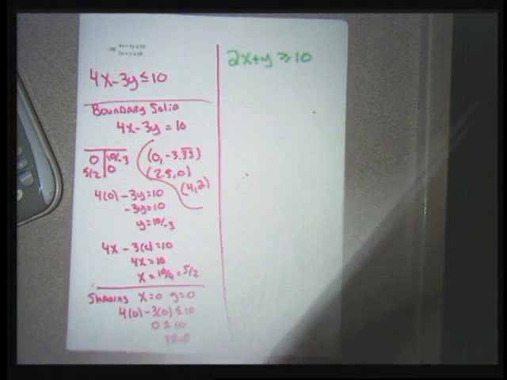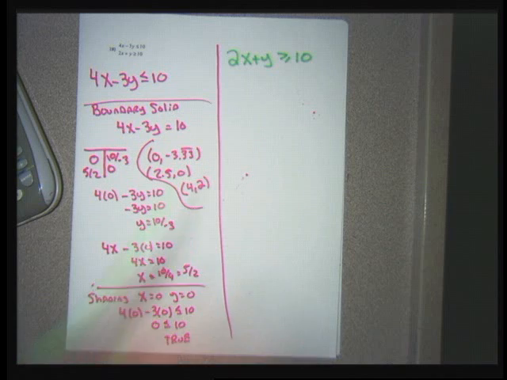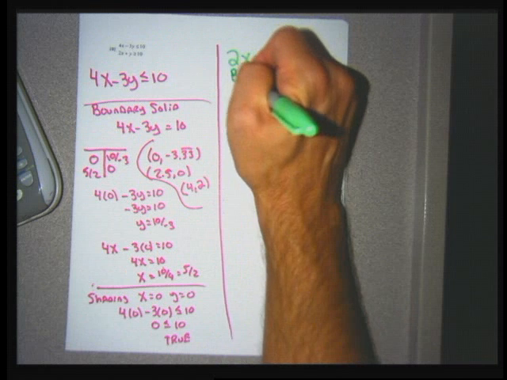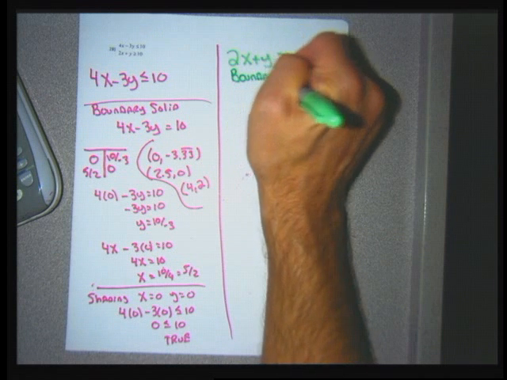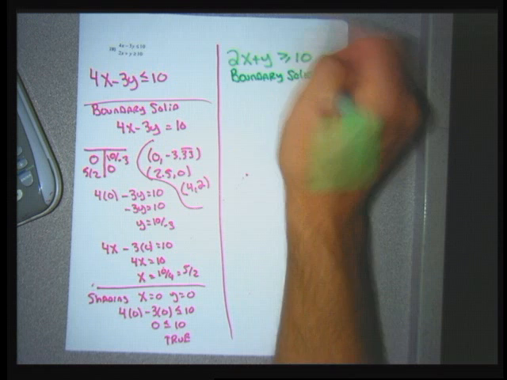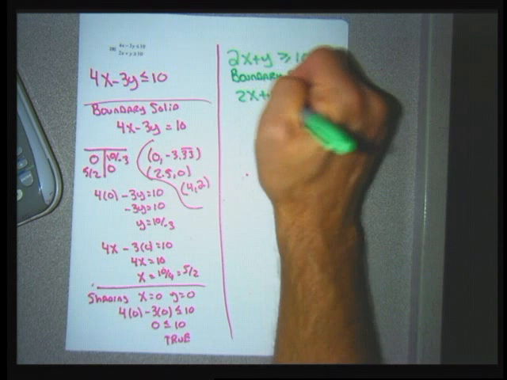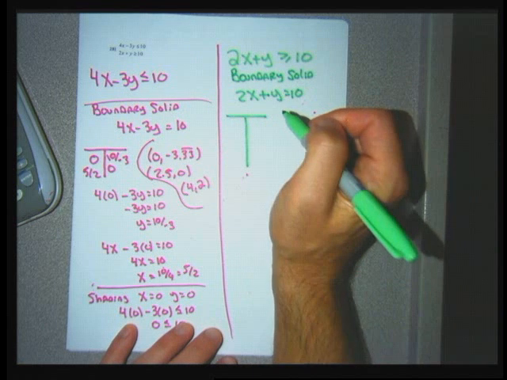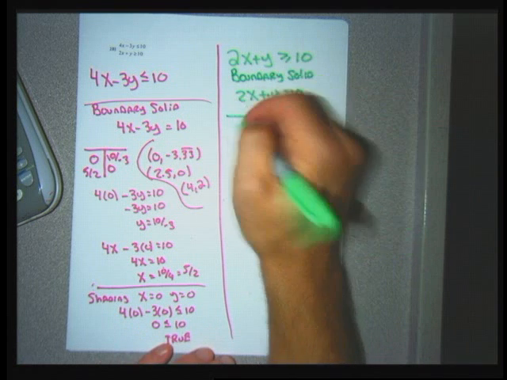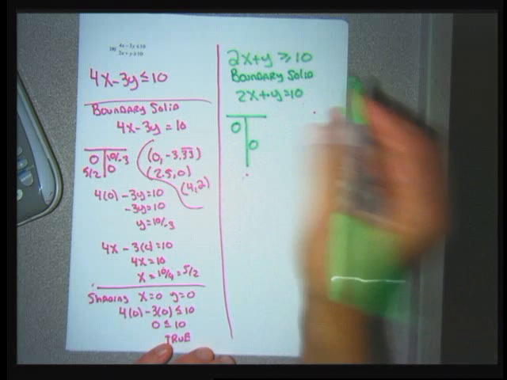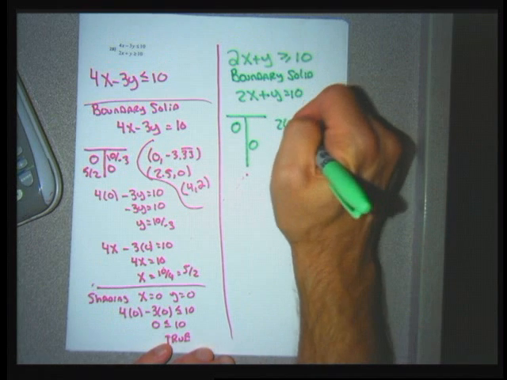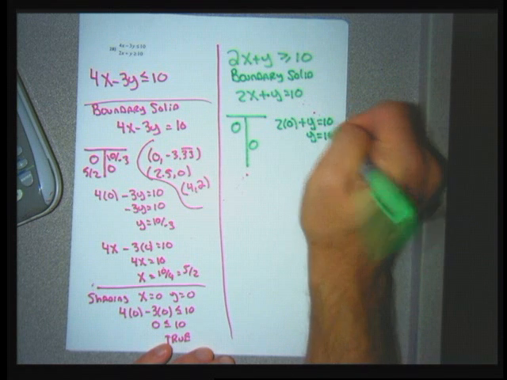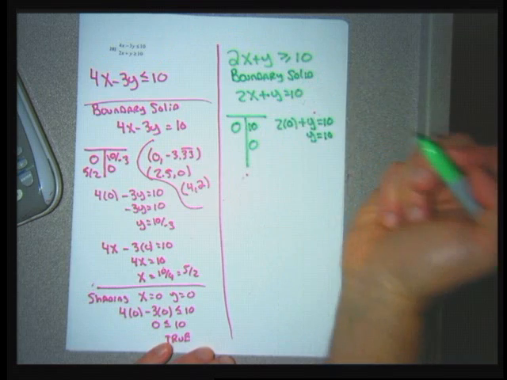Drift back to my problem, do the other one the same way. So let me do the boundary. It's going to be solid again, and it's going to be working with 2x plus y equals 10. Same deal. I'm going to do 0 for x and 0 for y. When I do 0 for x, I go 2 times 0 plus y equals 10. That simplifies to y equals 10, which allows me to plot the point (0, 10).